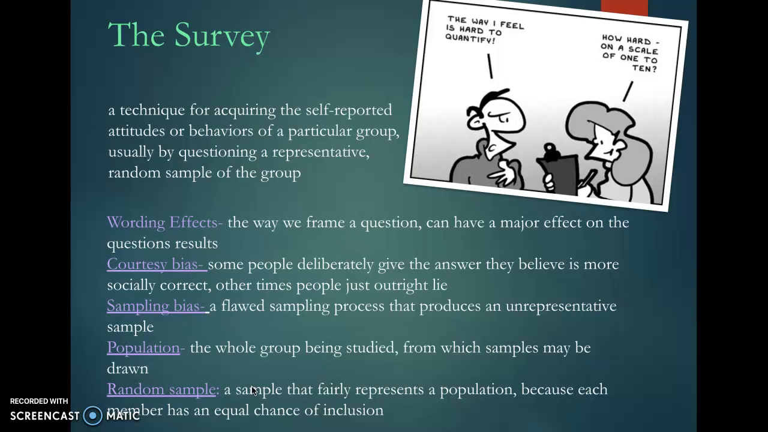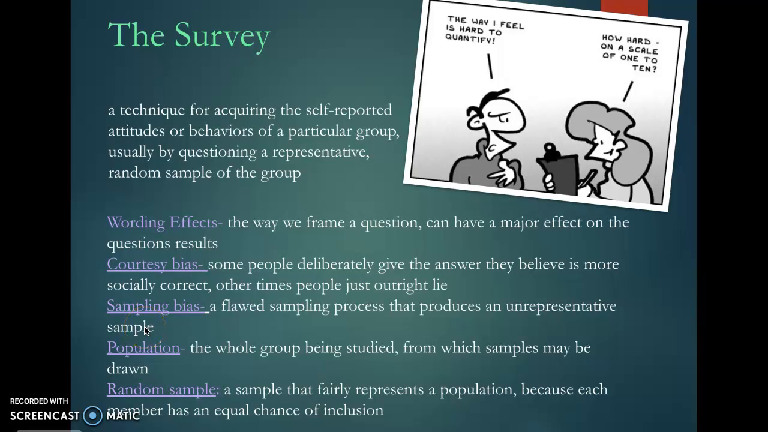Surveys. Surveys are really great for collecting lots of data because you can get a lot of people to take a survey. But getting surveys done well is actually really hard, and there's a lot of issues that can come out of surveys. So wording effect: the way words are used and framed in a survey can have serious impacts on how people actually answer the question. You can word it in a few different ways and you'll get different answers. Courtesy bias, that's people giving the answer they think the person wants to hear.